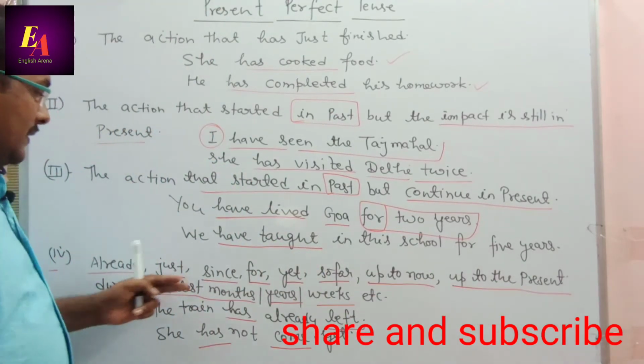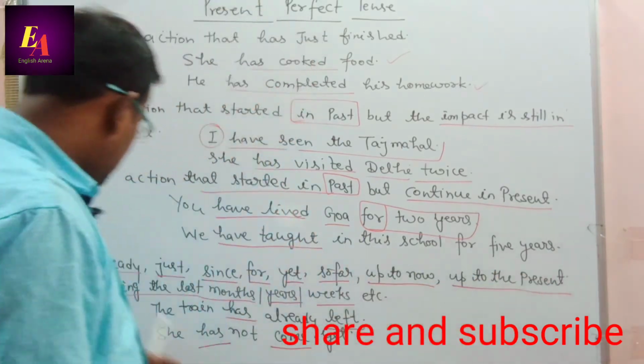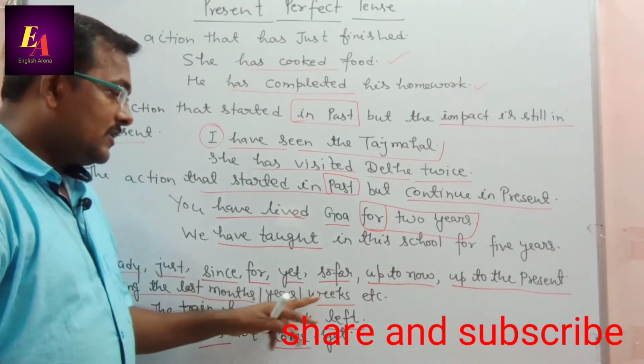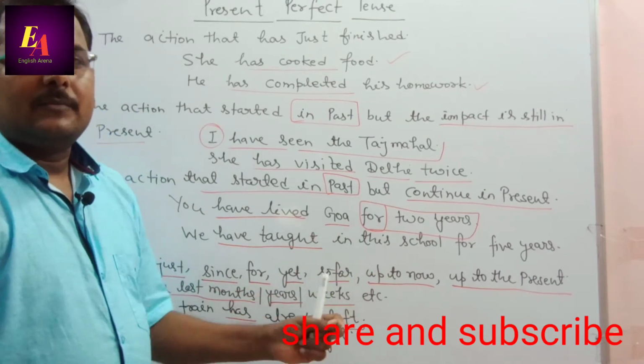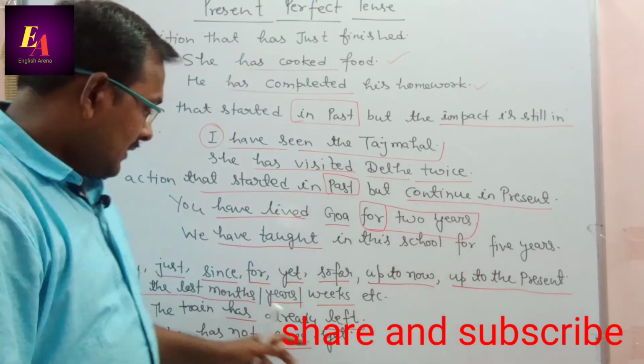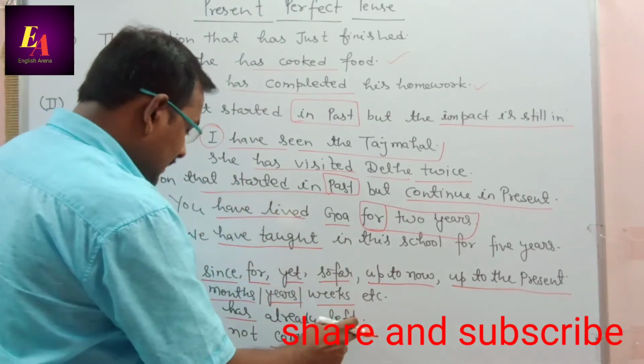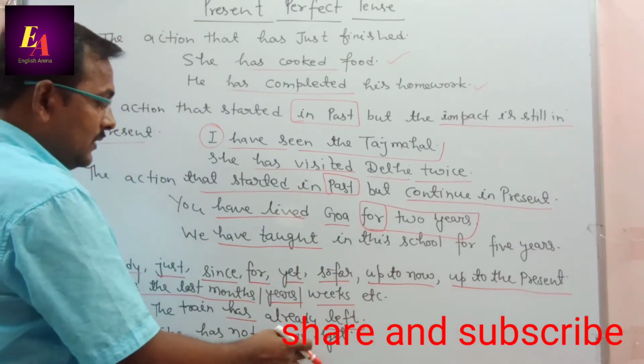Let's see number 4. Already, just, since, for, yet, so far, up to now, up to the present, during the last months, years, weeks, etc. These are some adverbs of time that are used with present perfect tense. Let's see the example. The train has already left. She has not come yet.